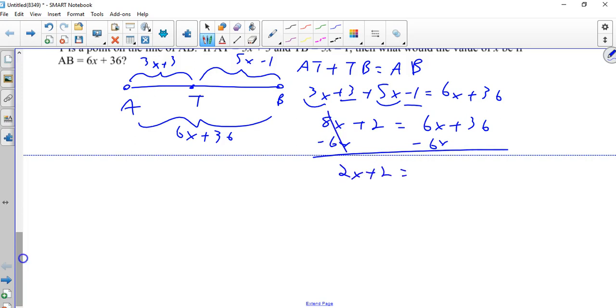2x plus 2 equals 36. Subtract 2, I don't need to show that, 34. Divide by 2, 17. And that is the value of x.